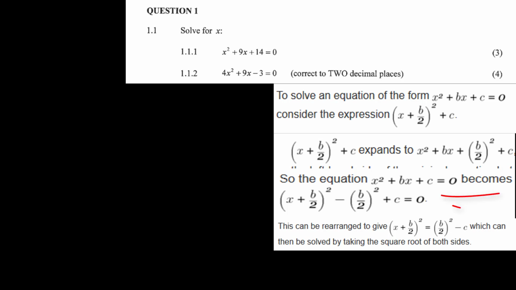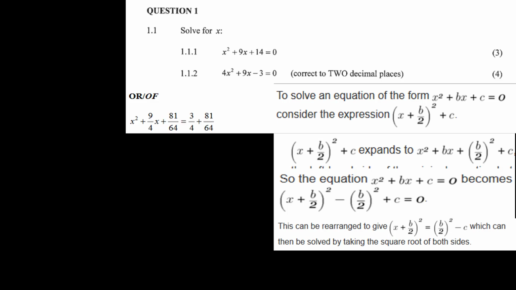over 2 squared minus b over 2 squared plus c equals 0. This can be rearranged to be x plus b over 2 squared equals b over 2 squared minus c. Take the root of both sides and solve for x, and you'll get it. Right, so let's take a look at our equation.